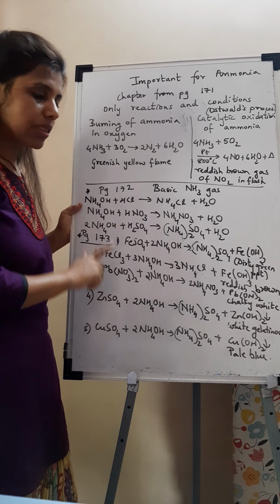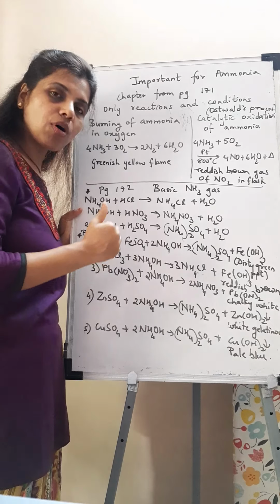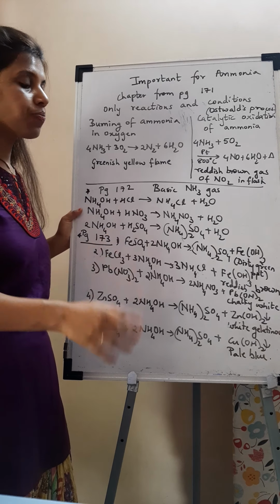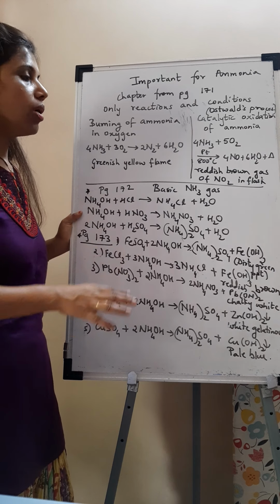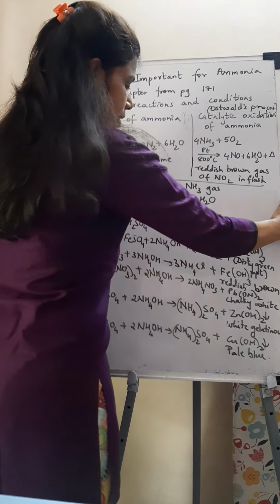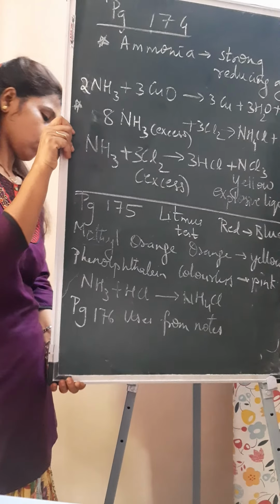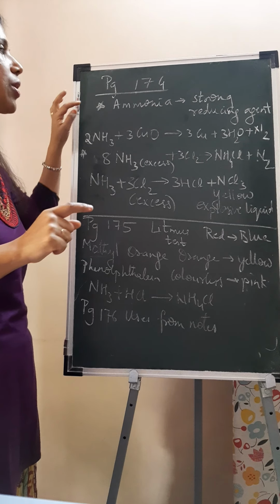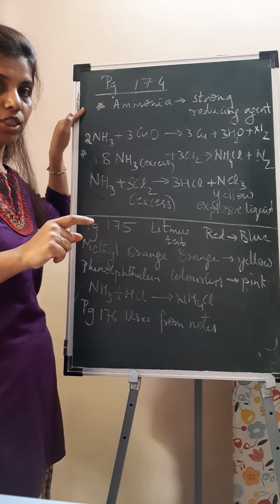So these reactions, plus whether it is in soluble form on excess addition of ammonium hydroxide or insoluble form, you have to remember. Remember the color of the precipitate also. Now next we go to the next stage, on page 174. This property of ammonia is very important, that it is a strong reducing agent.